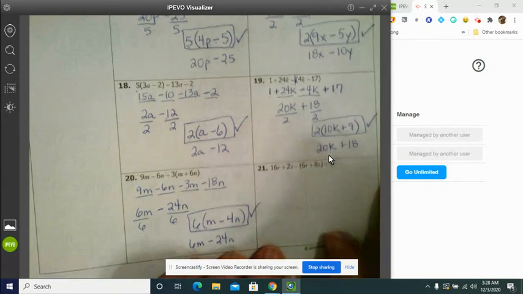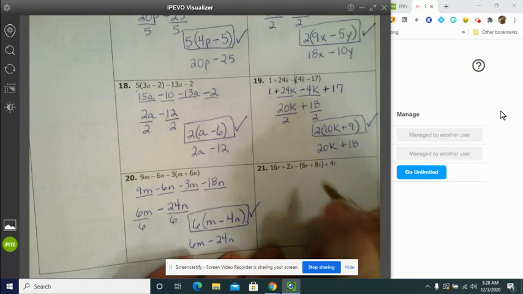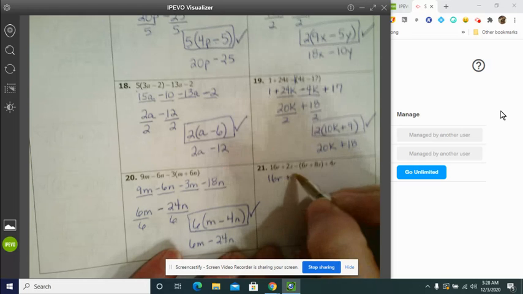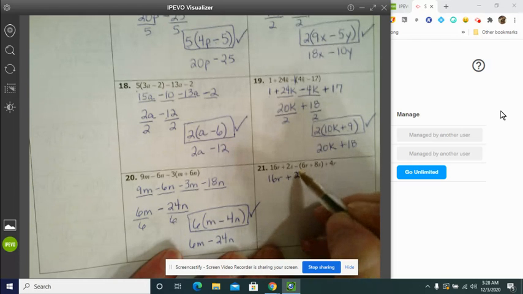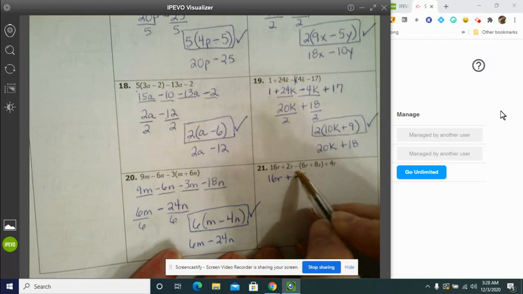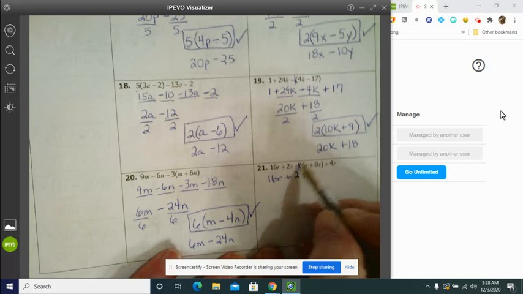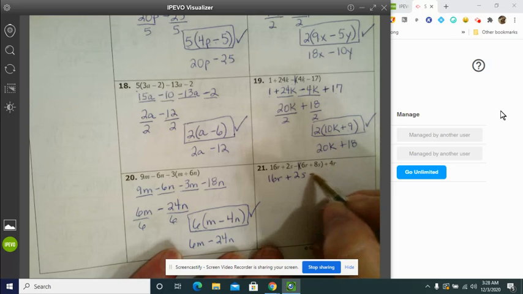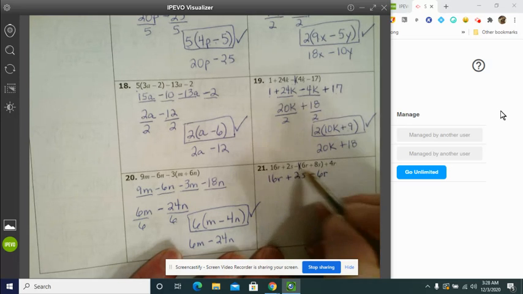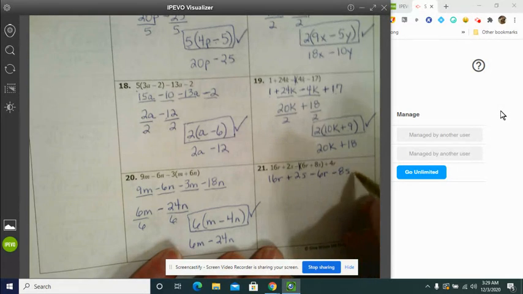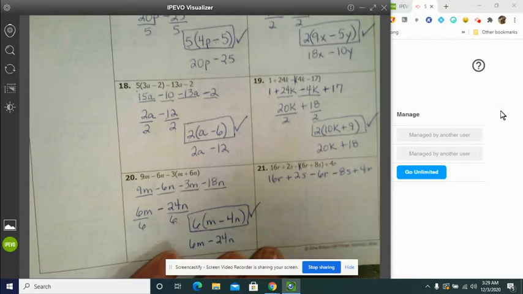And the last one, move my mouse out of the way. We're going to distribute this first. So 16r plus 2s. And if you look, there's nothing there, but I've got to pretend that it's a negative 1. So negative 1 times 6r is negative 6r. Negative 1 times 8s is negative 8s, plus my 4r that's hanging out there at the end.